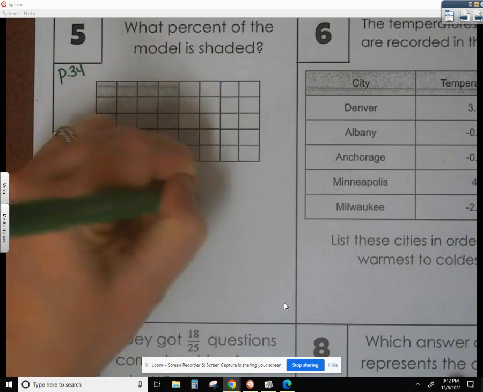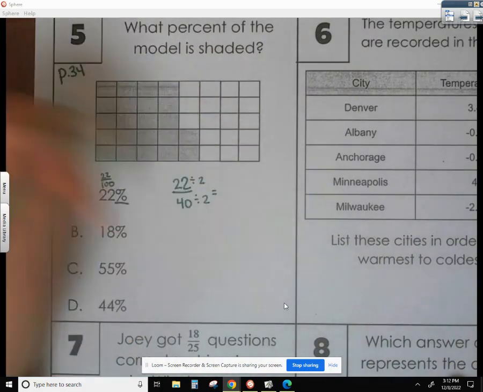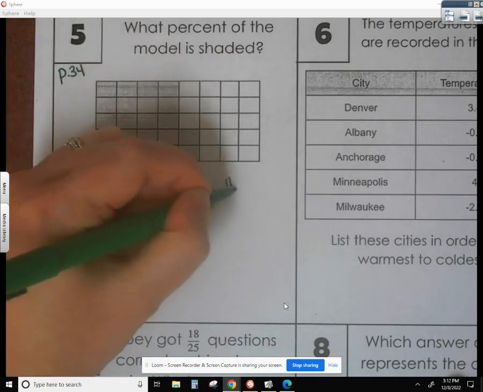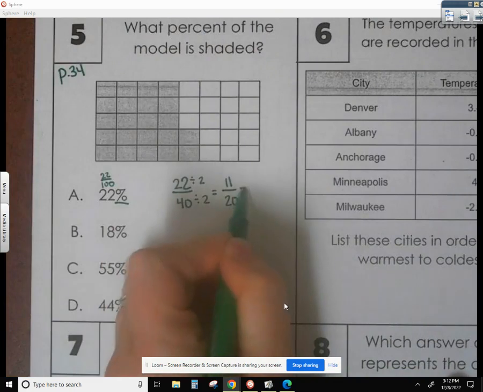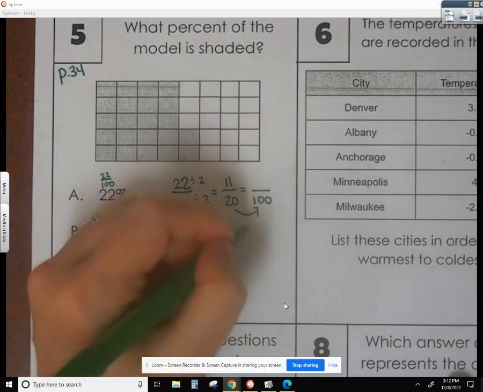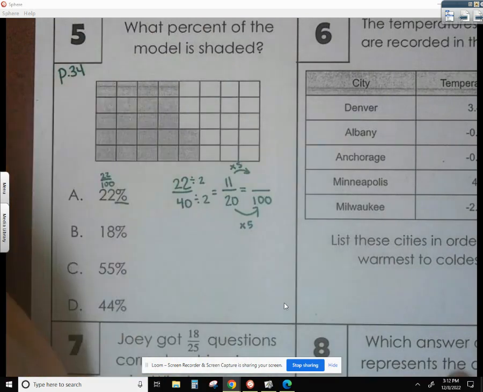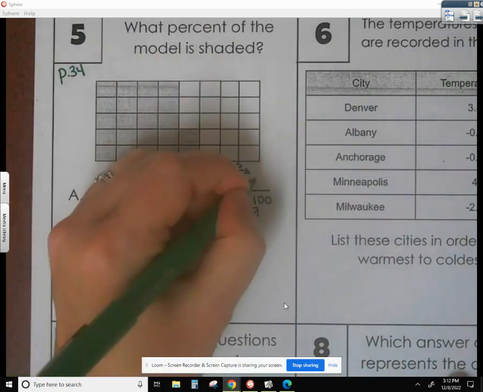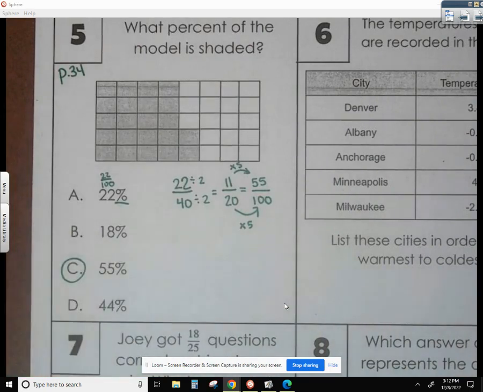So I'm going to start by simplifying. Both of these are even numbers, so I can divide by 2. That's going to give me 11 over 20. Now that I have 20, I can multiply 20 by something to get 100. You could do top in, bottom out, but I'm just going to make it equal something over 100. 20 times 5 is 100, so we can do 11 times 5, which gives us 55, or 55%.